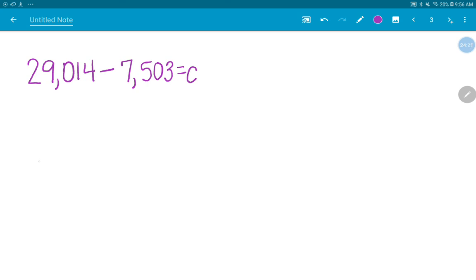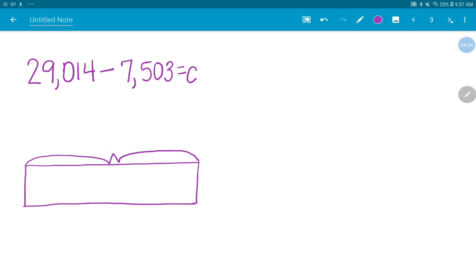So first, if I start with drawing a tape diagram, I see a few of you have already done that. What's my total? 29,014 is my total. And then your part is 7,503. 7,503 is my part that I know. And then the unknown number is what I'm going to use a C to represent.